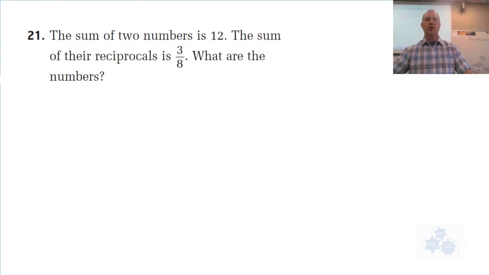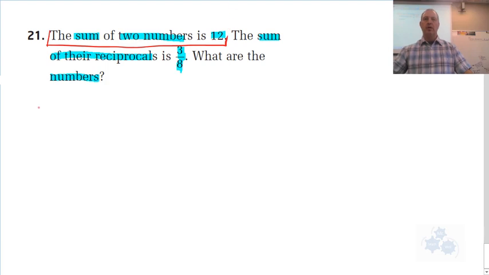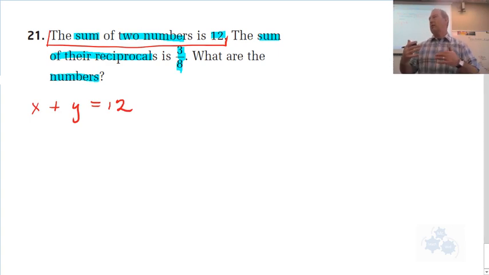So this one says the sum of two numbers is 12. The sum of their reciprocals is 3 over 8. What are the numbers? Okay. So it appears that we have two numbers whose sum is 12. And we're given that as our first bit of information. Okay. So you could set up the two numbers as x and y if you want. And this first sentence gives us this information.